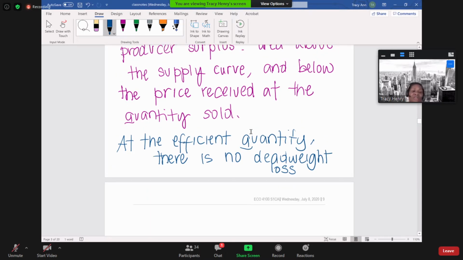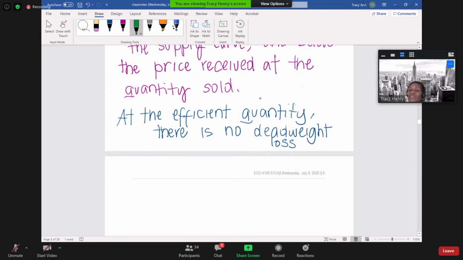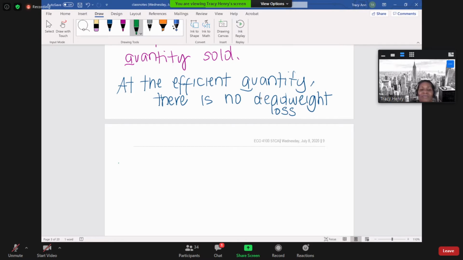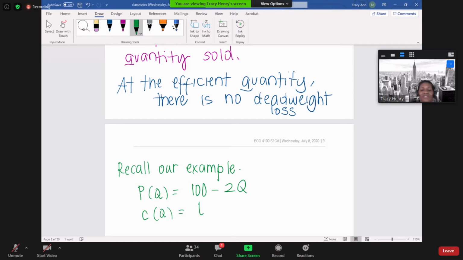And as it turns out, our monopoly is not being socially efficient. So that's what I want to talk about before we get into the break. I want to go back to our example. So recall our example. We had the market demand, P(Q) equal to 100 minus 2Q. And we had this cost function, which is equal to 640 plus 20Q.